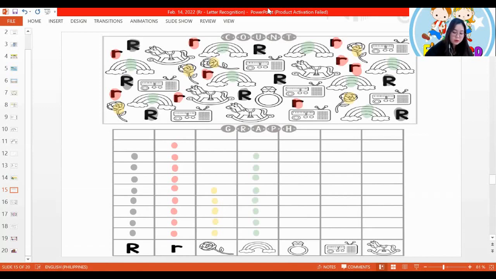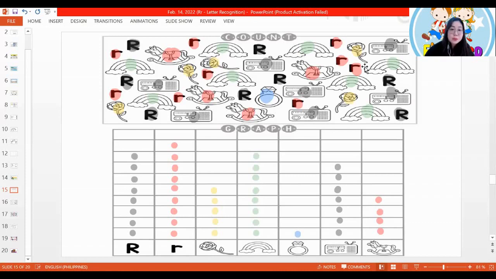Let's look for our rings. 1, only 1. And then we have our radio. 1, 2, 3, 4, 5, 6, 7. And lastly, our rocking horse. 1, 2, 3, 4. 4 only. Did you finish your count and graph?